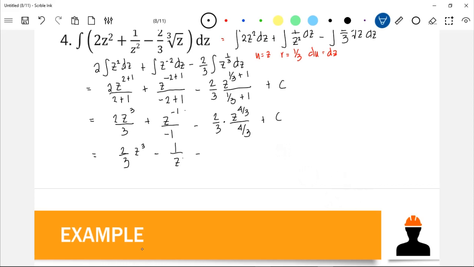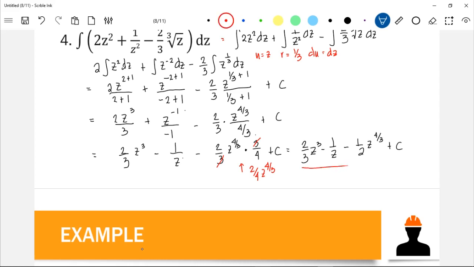Then we have minus, in this case, 2/3 z^(4/3). Now take note, we multiply by the reciprocal of the denominator. Since our denominator is a fraction, we get the reciprocal, that is 3/4, correct? Then we have plus c. Now our final answer in this integration is 2/3 z cubed minus 1 over z minus, now take note, if we multiply 2/3 and 3/4, we can cancel 3. So we have 2/4. The remaining would be 2/4 z^(4/3). To simplify, 2 over 4 can be reduced to 1/2. So we can say that it is 1/2 z^(4/3), then we have the arbitrary constant c.